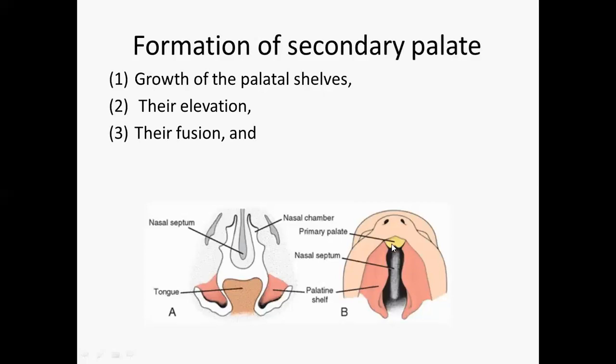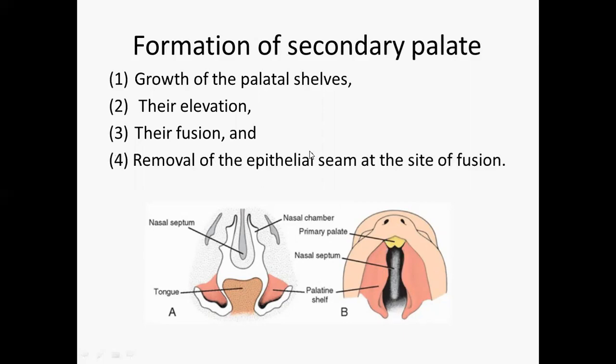Then the fusion starts between the premaxillary or the primary palate and these palatine shelves in a Y-shaped manner. And finally, for the fusion to occur, there is removal of the epithelial seam at the site of fusion. That is the epithelial lining. It will undergo programmed cell death. Cell death, when it is in a programmed manner, when it is planned by the cell itself, is known as apoptosis. So these are the four events which are occurring in the formation of the secondary palate.